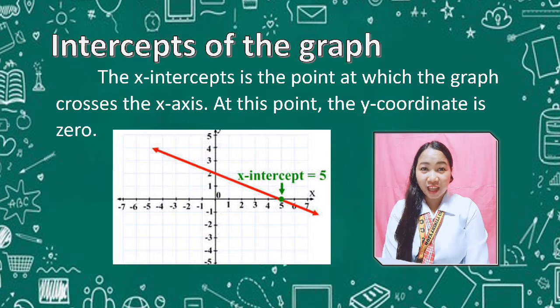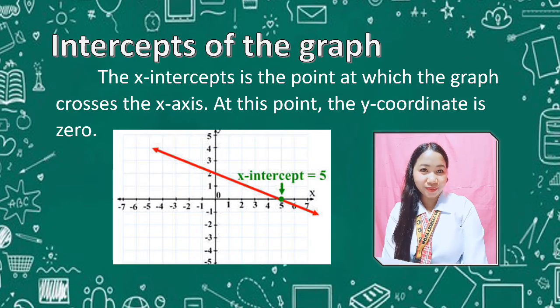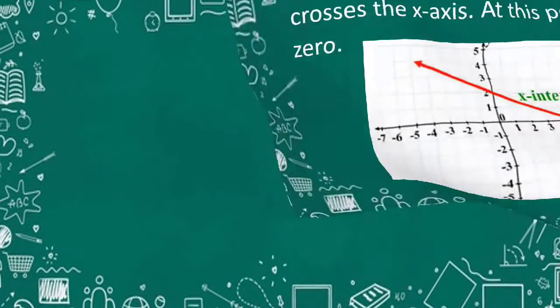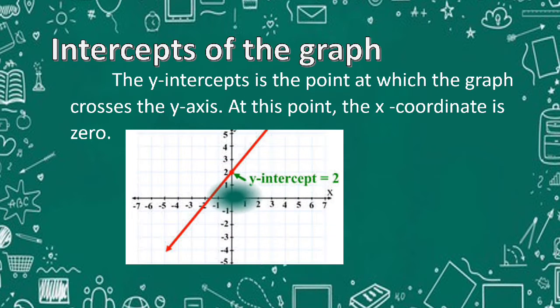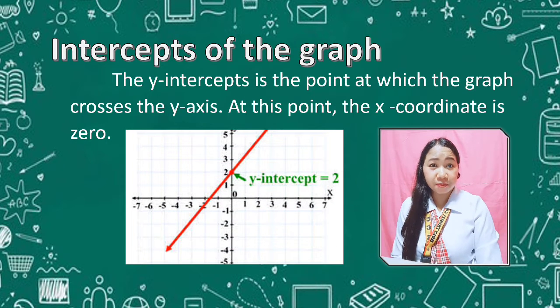The x-intercept is the point at which the graph crosses the x-axis. At this point, the y-coordinate is 0. And the y-intercept is the point at which the graph crosses the y-axis. At this point, the x-coordinate is 0.